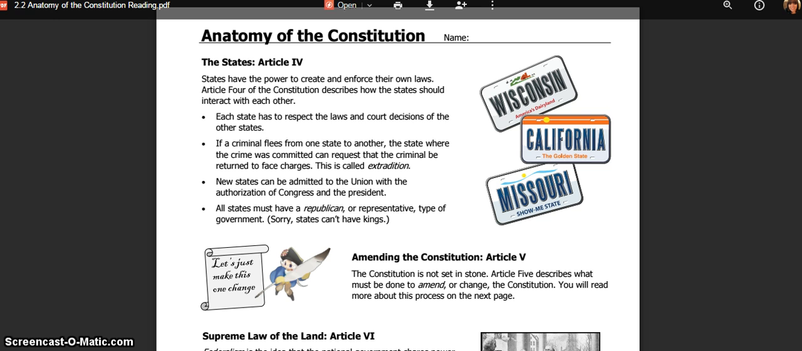Amending the Constitution, Article 5. The Constitution is not set in stone. Article 5 describes what must be done to amend or change the Constitution. You will read more about this on the next page.